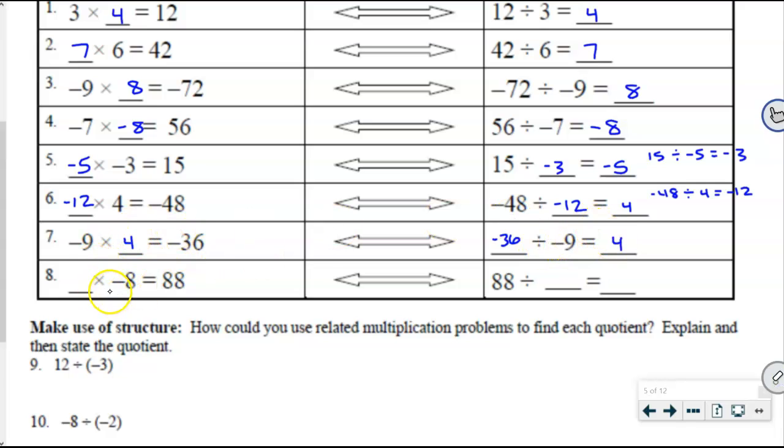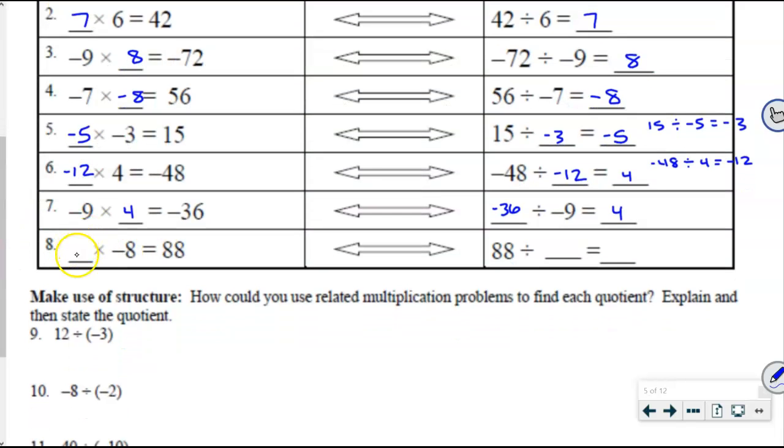And call out here, something times negative 8 is 88. What is that something? Great. Is it negative 11? Is it 11? Yeah, it has to be negative because a negative times a negative is a positive. So how am I going to rearrange it here? 88 divided by negative 11 is negative 8. Or you could have done 88 divided by negative 8 is negative 11.